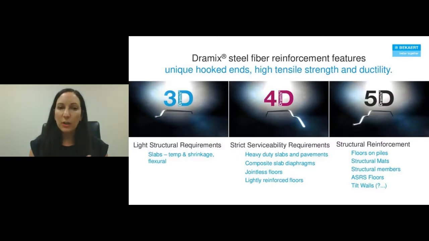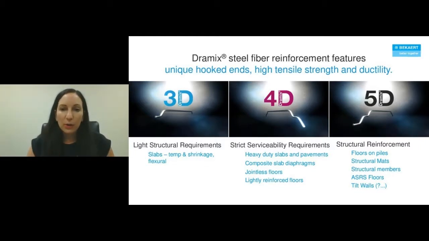So in combination, they do then tend to be used in different types of segmentations of applications, right? So 3D is going to be more light structural requirements, temperature and shrinkage, and some flexural for sure. 4D fibers are really in a huge expanse between 3D and 5D. These can be heavy-duty slabs and pavements, composite deck, slab diaphragms, jointless floors, as well as lightly reinforced floors. You can also use 4D fibers in high dosages in structural mat applications. So they kind of span a pretty big spectrum.